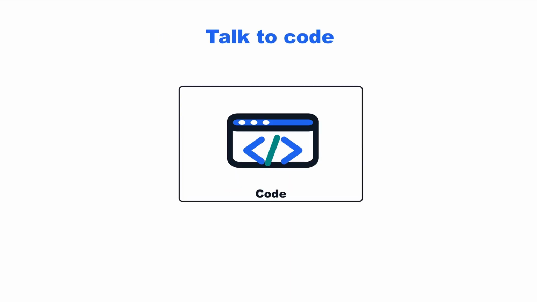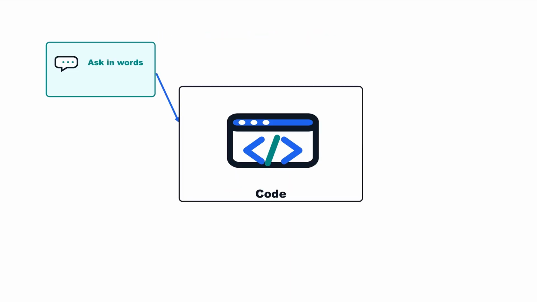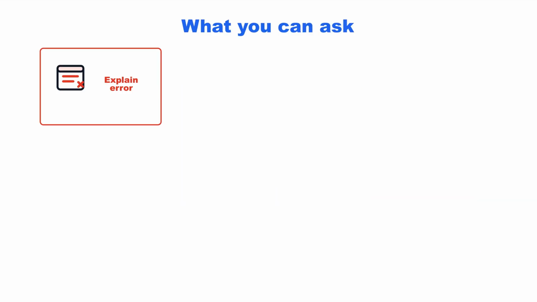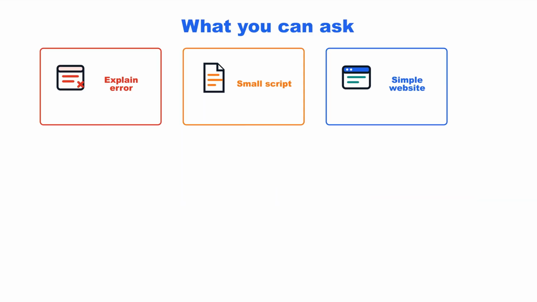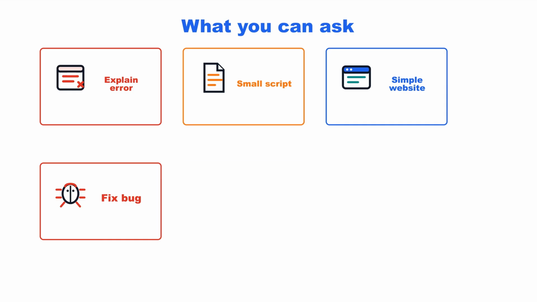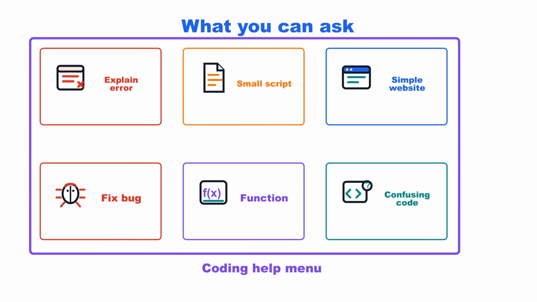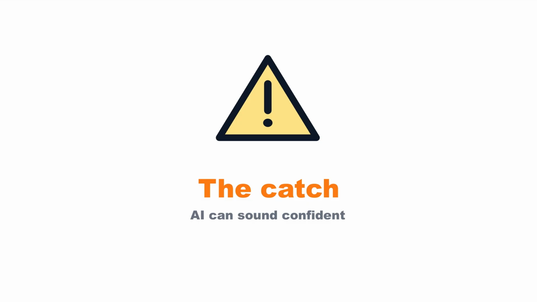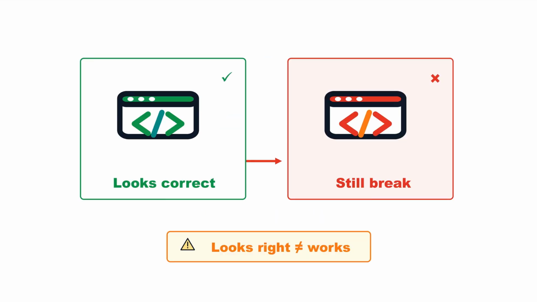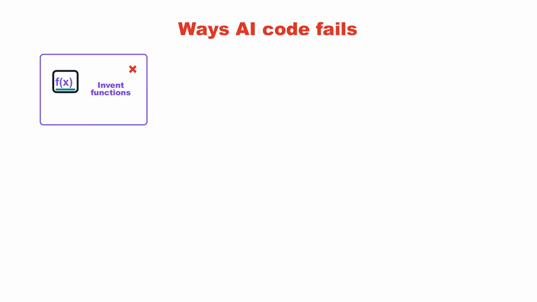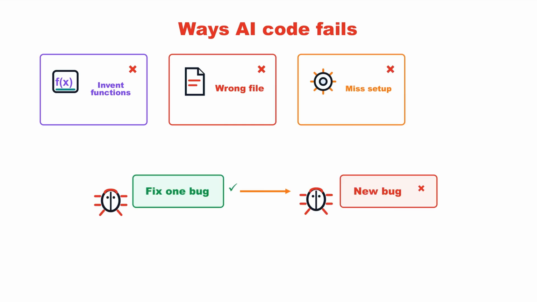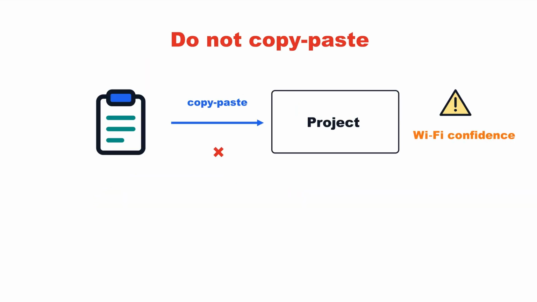Coding. Coding with AI feels powerful because you can talk to code instead of just staring at it. You can ask it to explain an error, build a small script, create a simple website, fix a bug, write a function, or explain what confusing code means. For beginners, this lowers the wall, but here is the catch. AI code can look correct and still break. It can invent functions, use the wrong file, miss your setup, or fix one bug and create a new one. So do not copy-paste like a zombie with Wi-Fi.